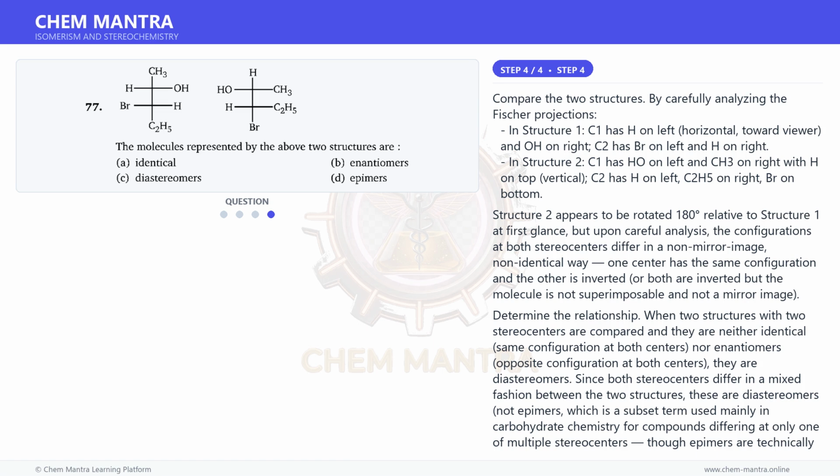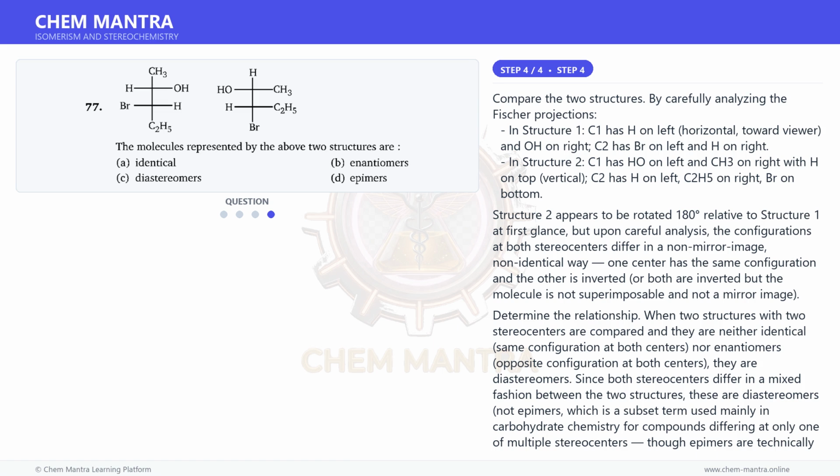Structure 2 appears to be rotated 180 degrees relative to structure 1 at first glance, but upon careful analysis, the configurations at both stereocenters differ in a non-mirror image, non-identical way. One center has the same configuration and the other is inverted, or both are inverted but the molecule is not superimposable and not a mirror image.